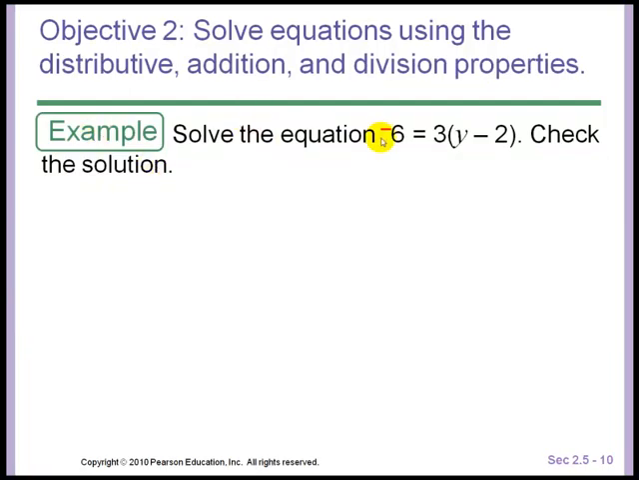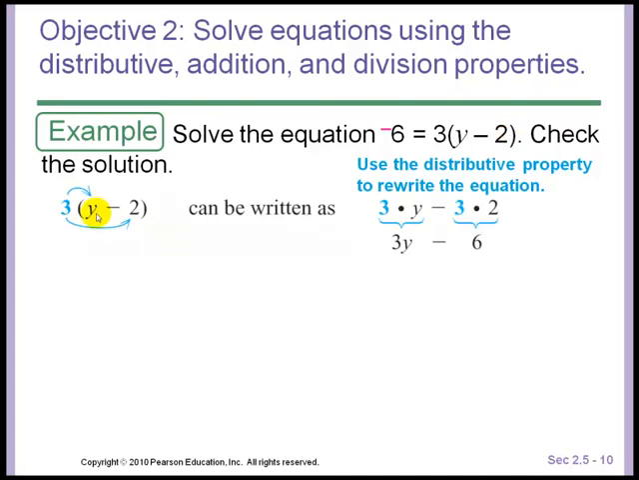Example: solve the equation negative 6 equals 3(y minus 2). Check the solution. Our first step is to use the distributive property to rewrite the equation. Remember that when you have a 3 outside these parentheses, this is a multiplication. The big thing to be careful about is you need to be doing this over an addition or subtraction. Had this been a multiplication, you cannot distribute. It is only when you have an addition or a subtraction.